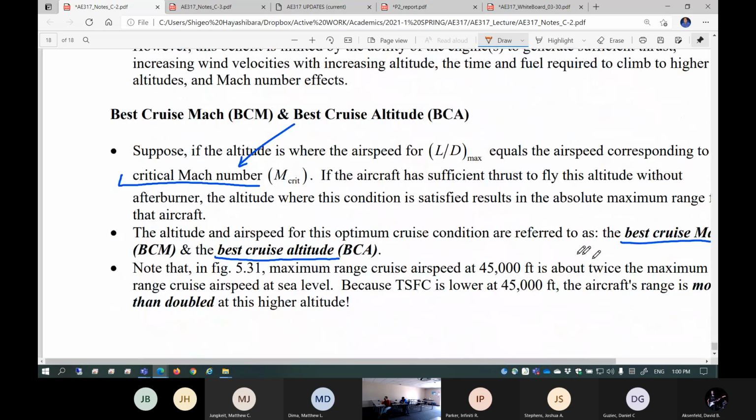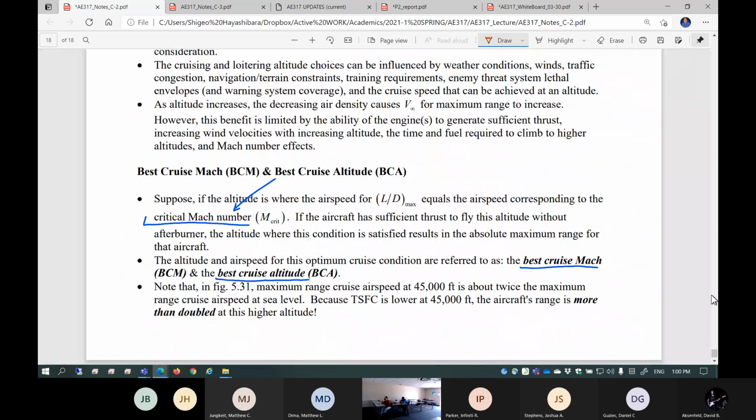Okay, so in figure 5.31, the maximum range cruise airspeed at 45,000 feet is about twice the maximum range cruise airspeed at sea level, 290 versus 550 knots. Because BSFC is actually lower at 45,000 feet, this also stretches the endurance at the higher altitude. So endurance is higher, and you're flying at higher speed. That means aircraft range is more than doubled by flying at 45,000 feet for this case. Okay, so this is the airplane's absolute maximum range. Let me just write it down.